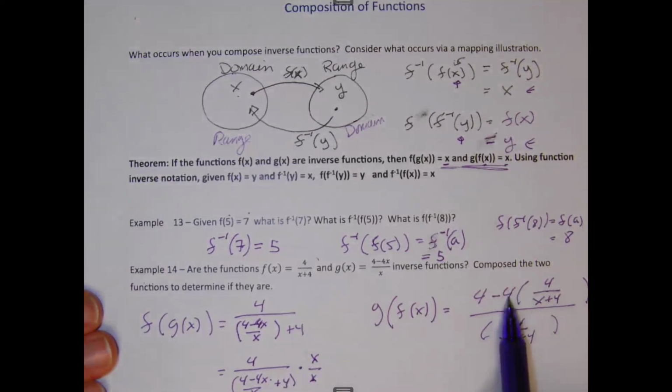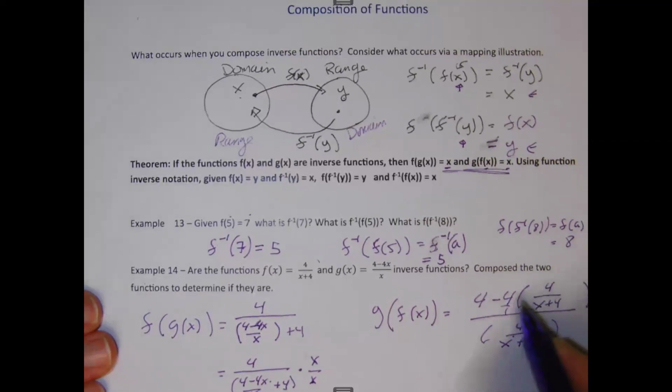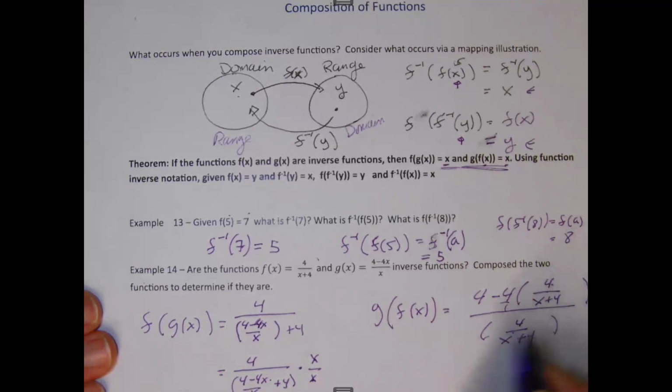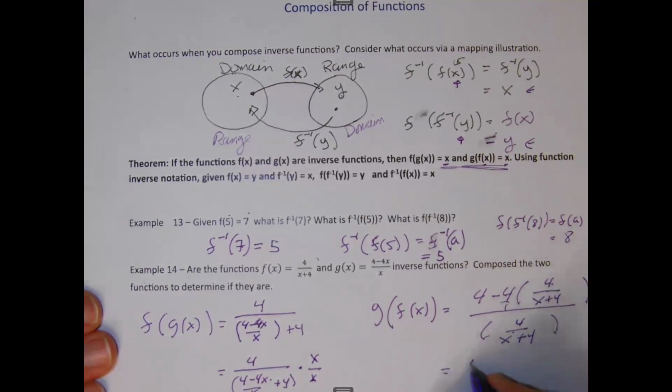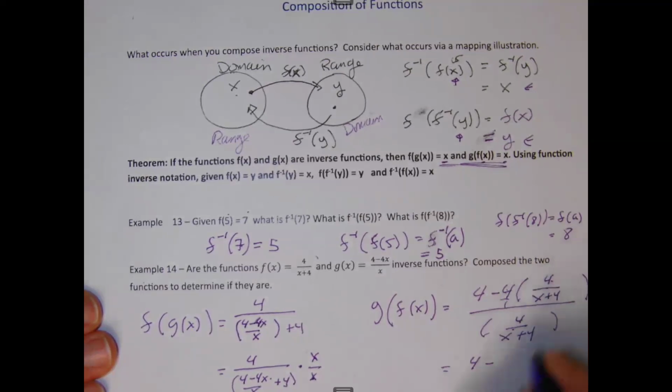I'll just multiply it. I'm not going to distribute anything. Again, there's 4 sitting in the numerator. So I'm just going to go 4 times 4 here, just to make it look a little nicer. So 4 times 4 is 16. I still have this mess here.